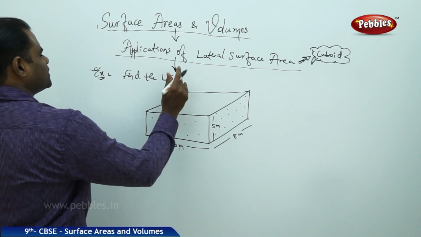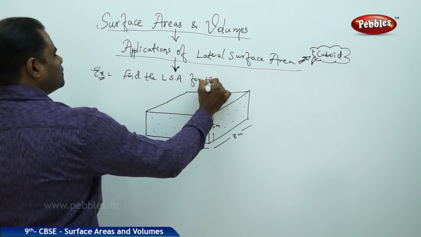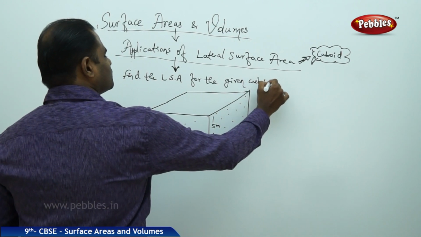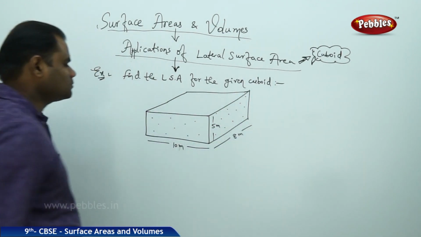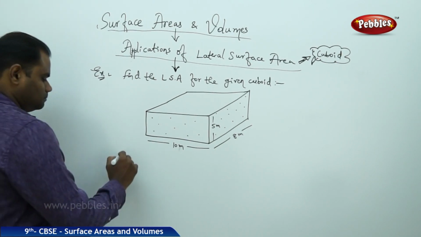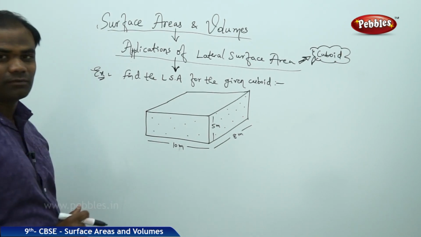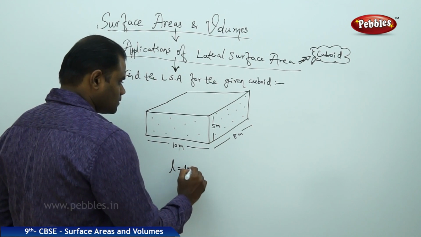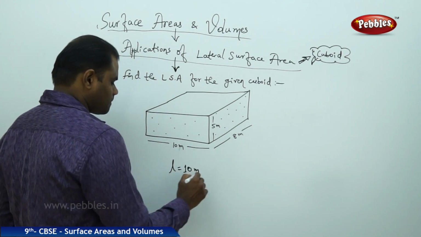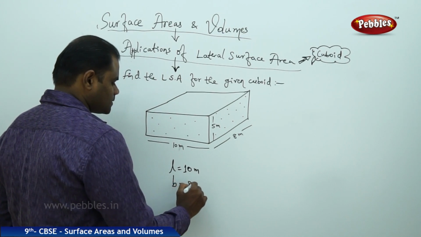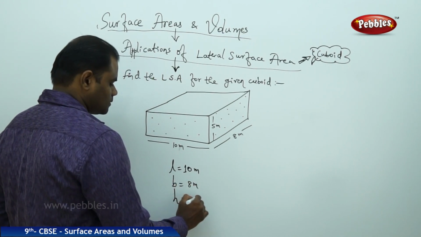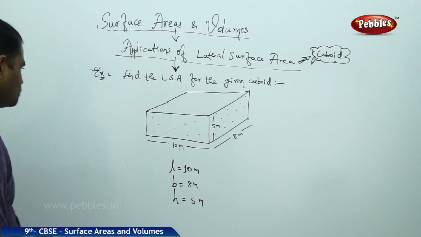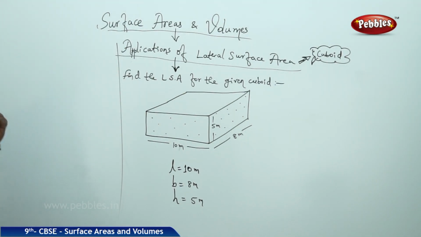find the lateral surface area for the given cuboid. So let's see how we can do it. As clearly we have the dimensions, my L is 10 meters, my B is 8 meters, and my height is 5 meters. So I have my L, B and H, which I'm going to use in finding the lateral surface area.